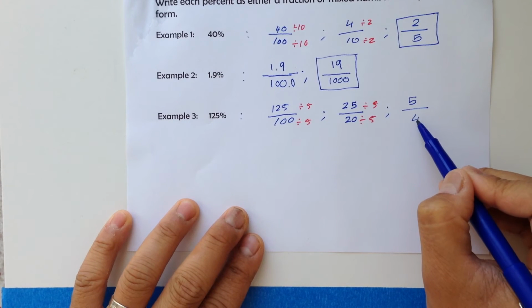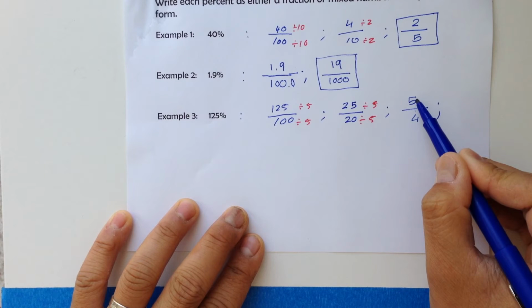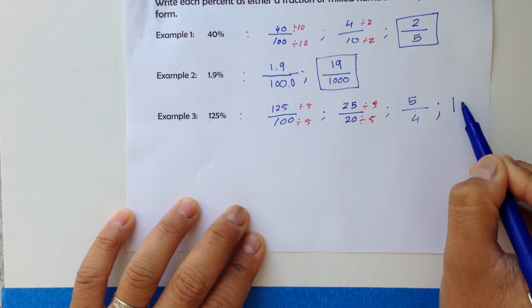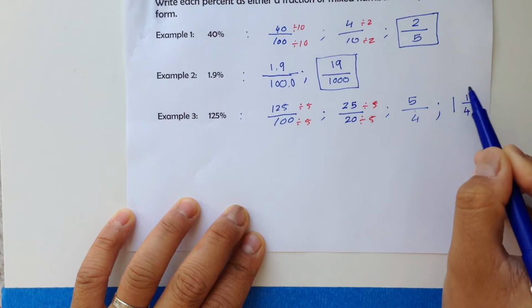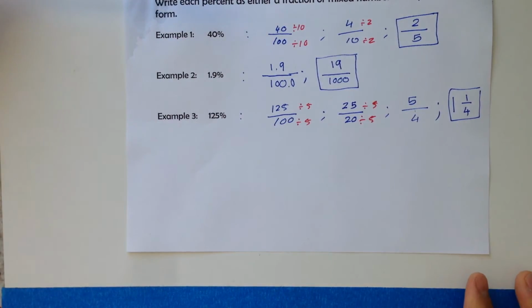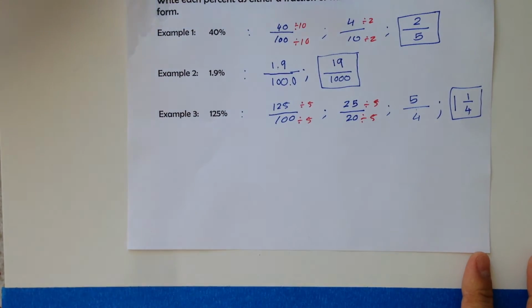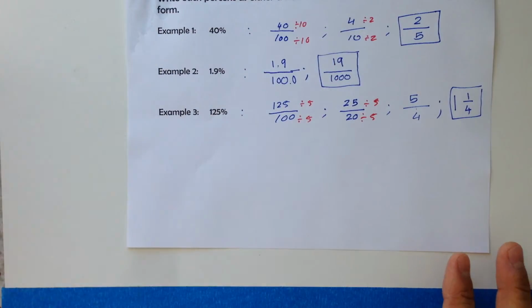So I'm going to take 5 and divide that by 4. 5 divided by 4 gives me 1, and it has a remainder of 1, and it will be over the same denominator. All right, so percent to a fraction. Keep in mind that percent means per 100, and then we just have to reduce the fraction.